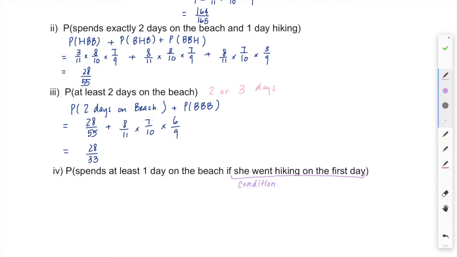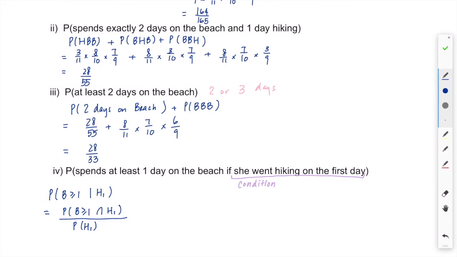What we learned in this lesson is that, well, when we calculate conditional probability, we can do at least 1 day on the beach, so greater than or equal to 1. These are just shorthand, they're not formal notations, given that our first day was spent hiking. We could then use the formula that we have learned. The probability of the intersection of the two events over the probability of the condition H1 in this case. How many of these outcomes involve spending at least 1 day on the beach and also starting with hiking?